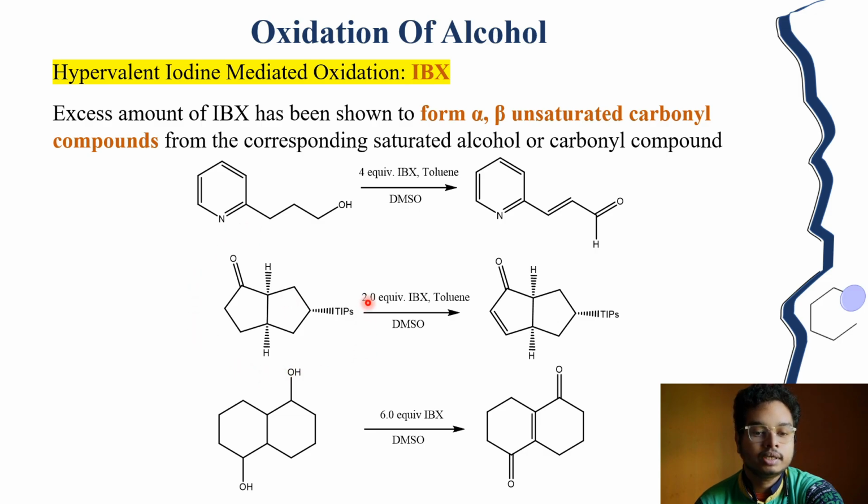Similarly, in this particular example, there is only a carbonyl compound. Two equivalents of IBX are used to generate alpha beta unsaturation here. Similar case here also, where the secondary alcohol is in a conjugate fashion. So 6 equivalents of IBX, a huge amount, has been used to generate the corresponding alpha beta unsaturated carbonyl compounds. This particular part is very, very important and you have to remember it.